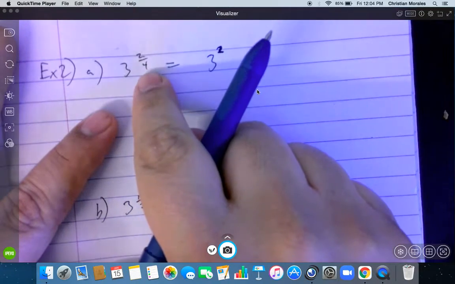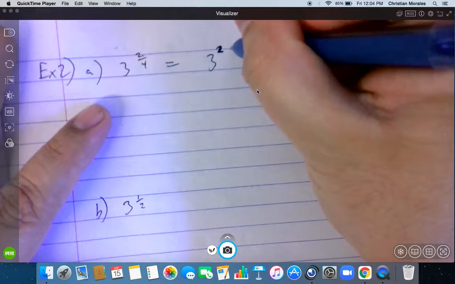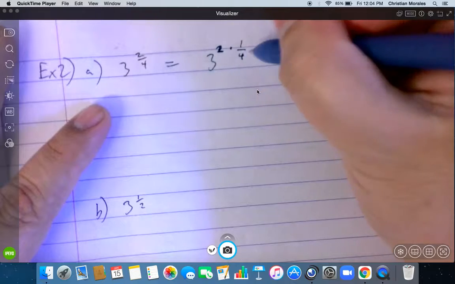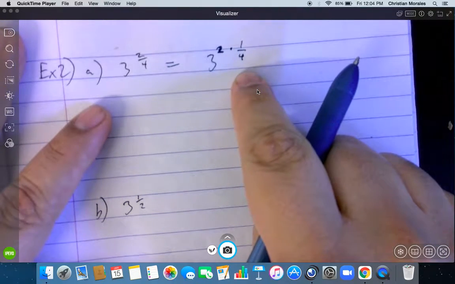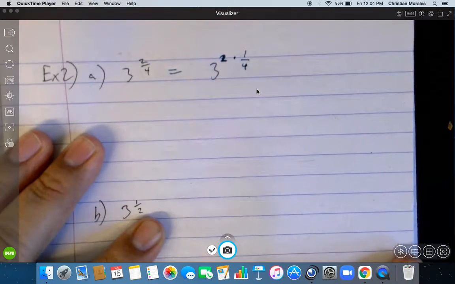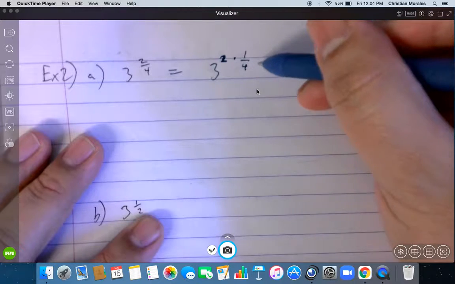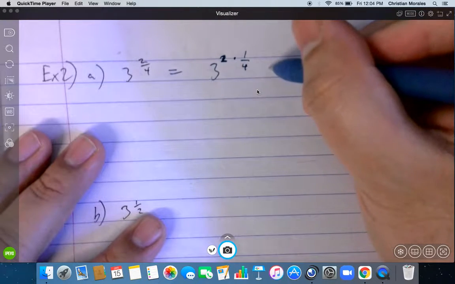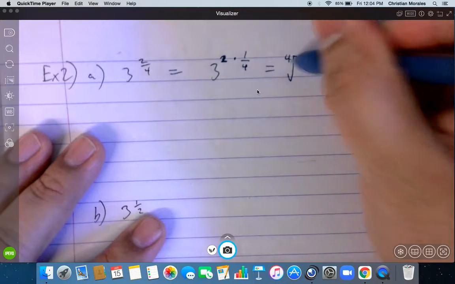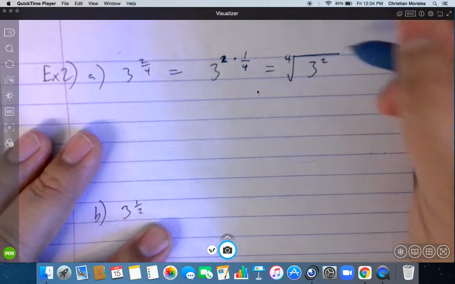What about the fraction? Well, the fraction can be treated as a separate thing. What the fraction is, it acts like a root. Like most of you guys will be familiar with a square root. In this case, this would be a fourth root. So it would look something like this: the square root, but with the number 4 in front. And inside would be 3 squared.